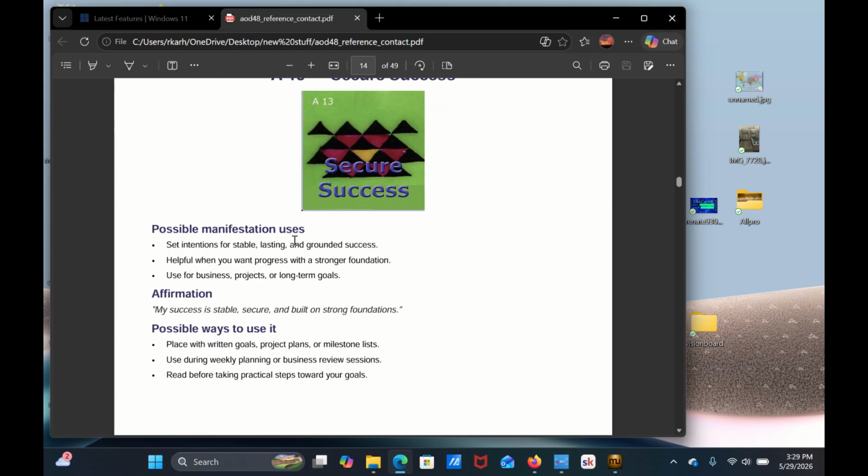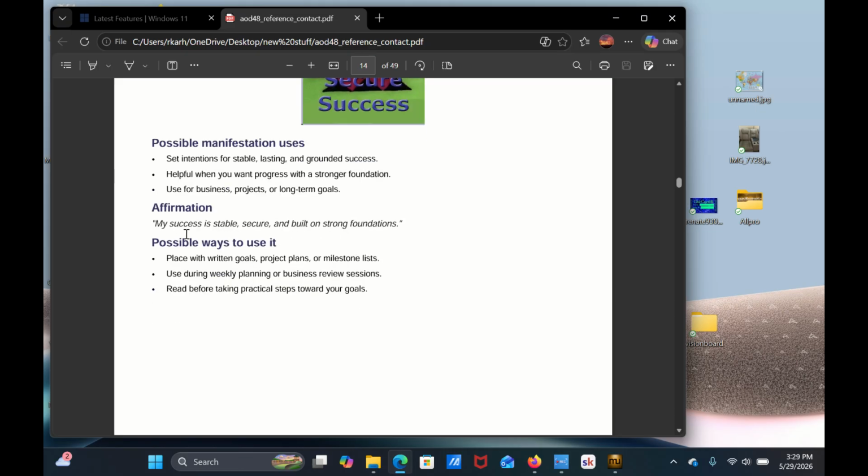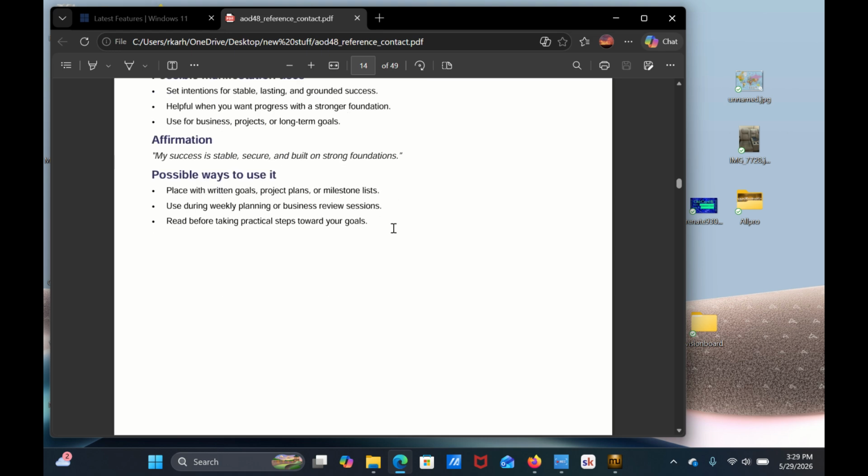Secure success. Possible uses. Set intentions for stable, lasting, and grounded success. Helpful when you want progress with a stronger foundation. Used for business, projects, or long-term goals. Affirmation. My success is stable, secure, and built on strong foundations.